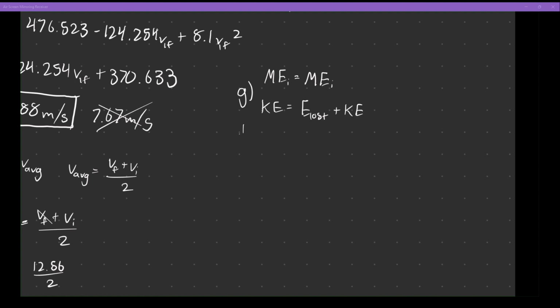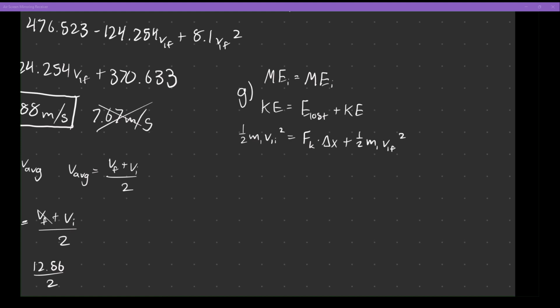So expand that out again, so it's 1/2 M. I'm going to say the block is now M1, V1I squared equals E loss. This can be expanded out, because the E loss is just the work due to friction. So I just do Fk times delta x, because force times displacement equals work, plus 1/2 M1 V1F squared, which is what we're solving for.